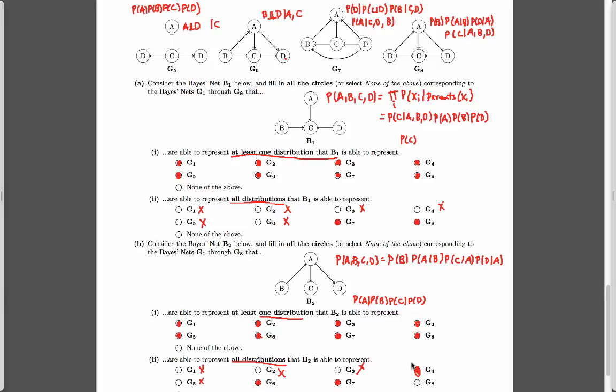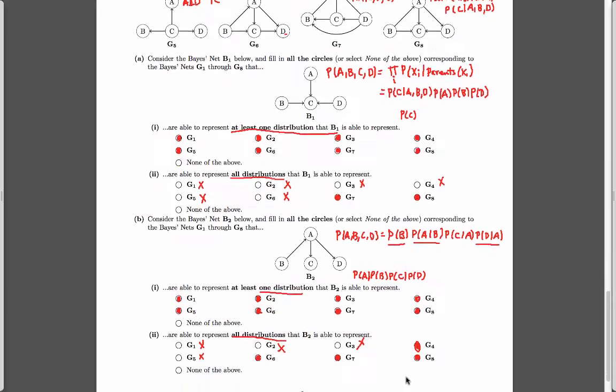Lastly, let's look at G8. In this case, if we compare the probability distribution of this graph with the probability distribution of B1, we'll find that the probability of B is the same, the probability of A given B is the same, and the probability of D given A is also the same. However, the probability of C given A is different, and in this case, C given A can also depend on B and D. So this distribution isn't making any additional independence assumptions and can actually represent more distributions than B2 can represent. So this answer is also correct, in that G8 is also able to represent all the distributions that B2 is able to represent. And that is the final answer.